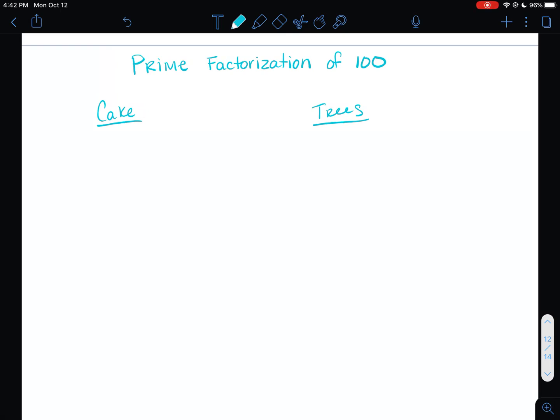Hey guys, today we are just going to spend the day reviewing prime factorization.